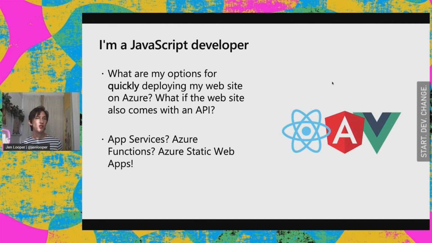So who am I? I'm a JavaScript developer, like I said, and I need some options. I love options. I need some options to quickly develop my website on Azure and deploy that thing. So what if the website also comes with an API? Before I came to Microsoft, I'd been developing mostly on the front end, but also in the database tier, for maybe 20 years.